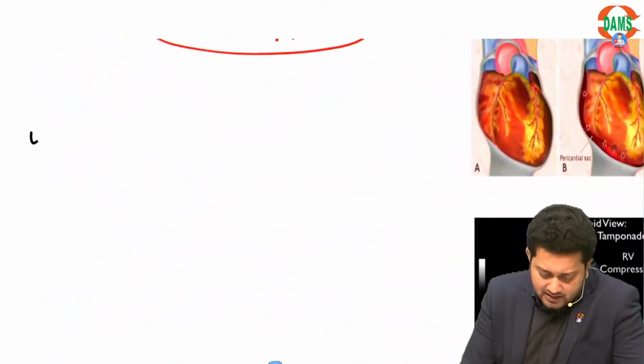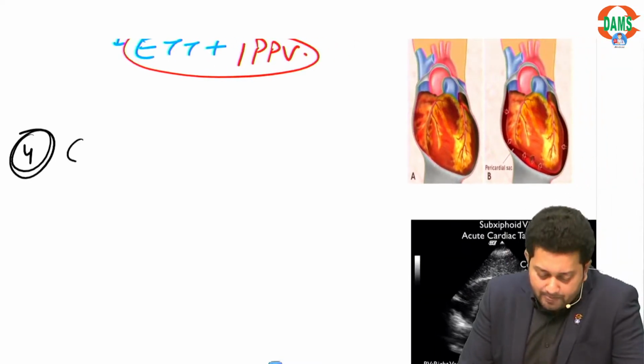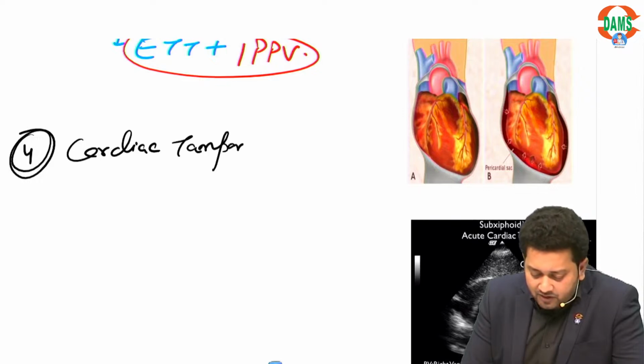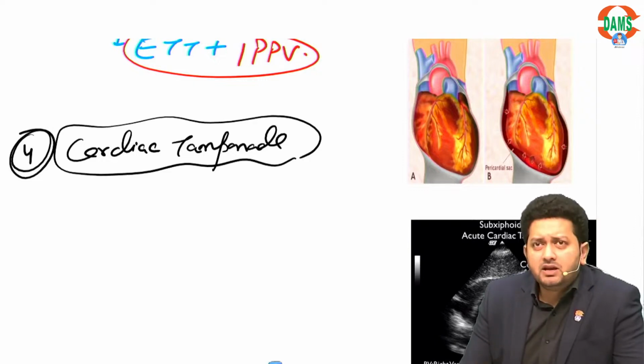Somebody just said, I guess Jaipuria said, how to differentiate from cardiac tamponade. Few things are the same in cardiac tamponade and tension pneumothorax. Okay, first let me show you something.